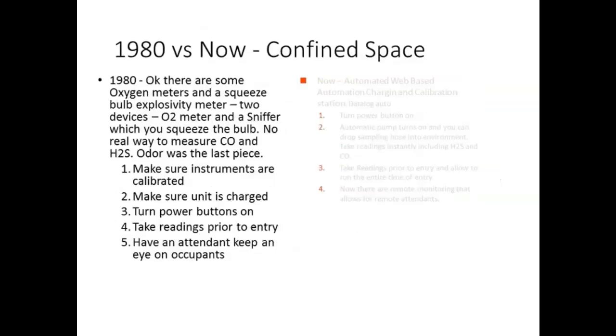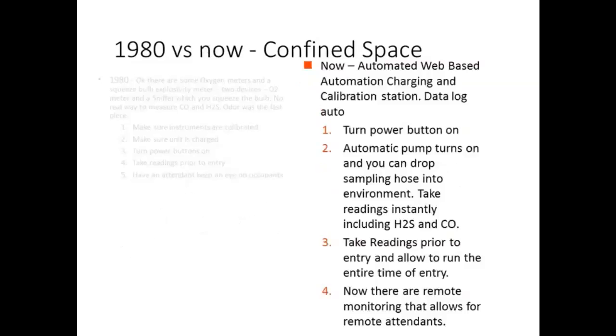The 1980s versus now in confined space, which is very, very interesting. There were some oxygen meters, all sorts of different older technology. And again, this was a labor-intensive exercise. Obviously, make sure that the instruments were calibrated, so they were charged, turn it on, read the readings, and then most importantly, have the attendant keep an eye on the occupants and make sure that it doesn't go down. The things that we can do now, it's automated, it's web-based, it's charging.